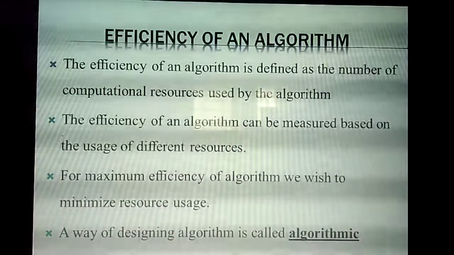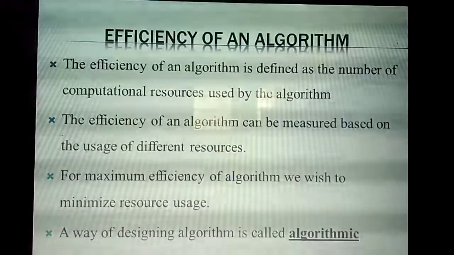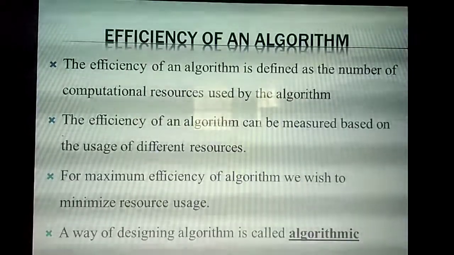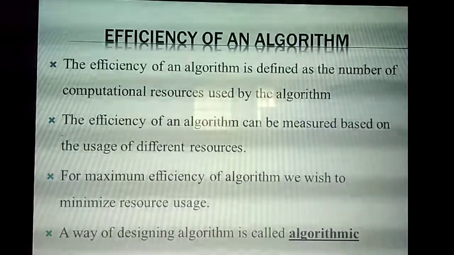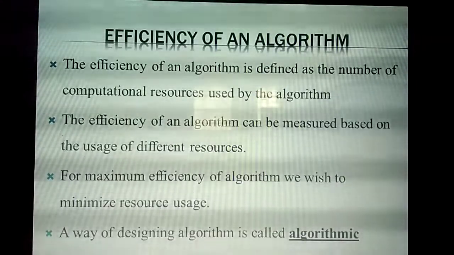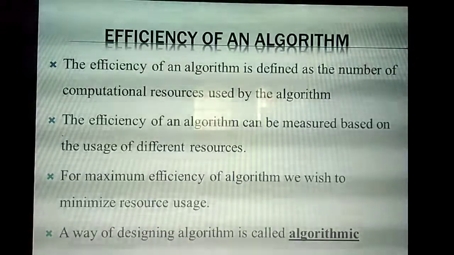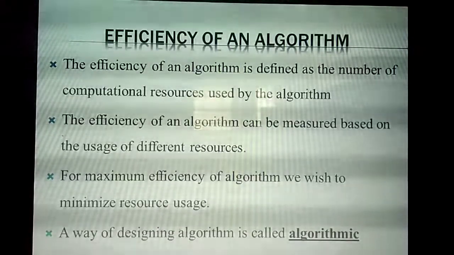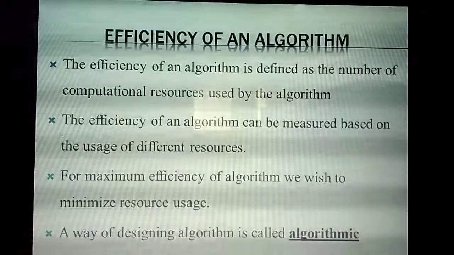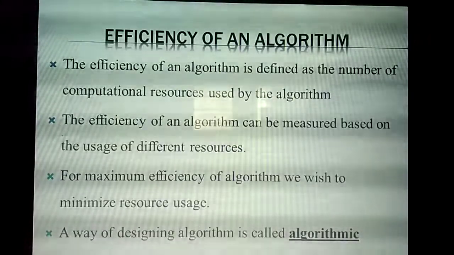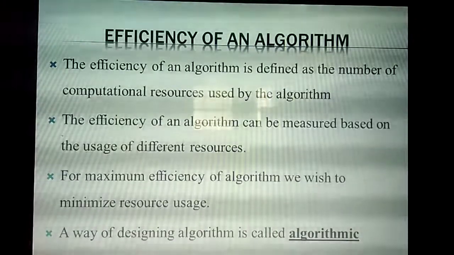So efficiency means, in the sense, correctness. We always prefer efficiency. Whatever work we are doing, we always do it in an efficient manner, isn't it? Likewise, if you are going to design an algorithm, or any program, or any software, we always expect efficiency, isn't it?